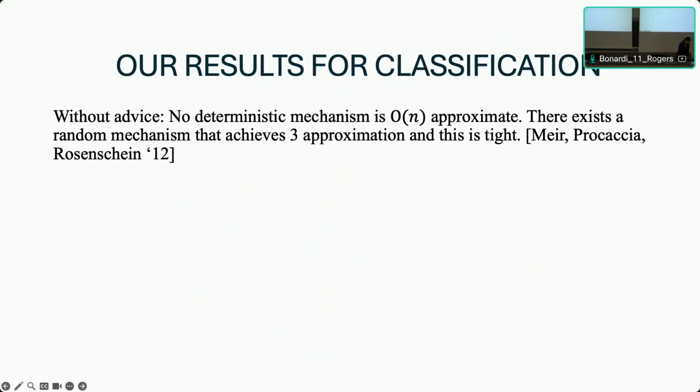So in the without advice setting, Meyer et al. show that no deterministic mechanism can do better than linear approximation in the number of agents. And they also provide a random mechanism that is 3 approximate, and they show that this is tight.